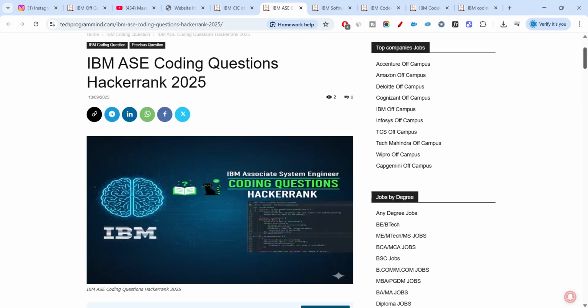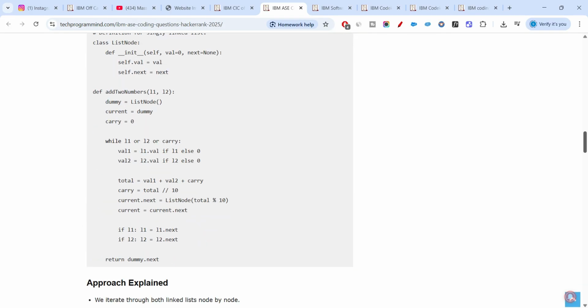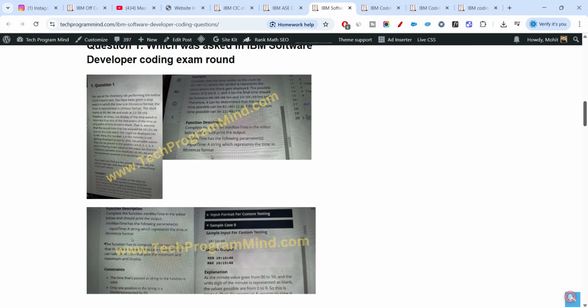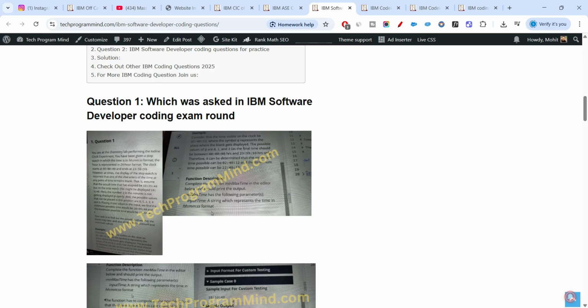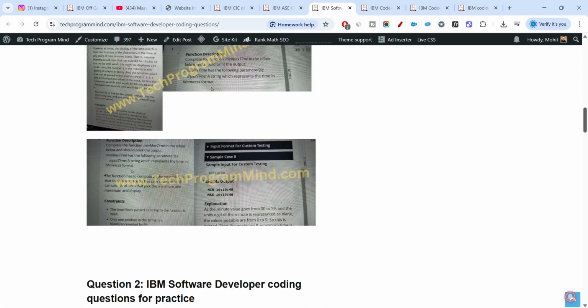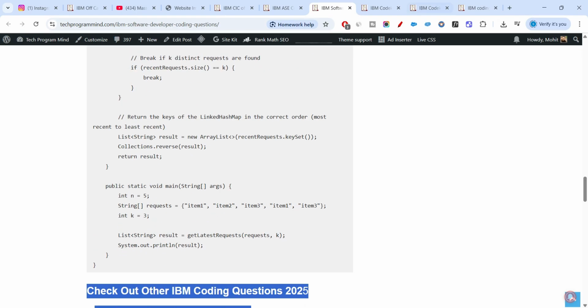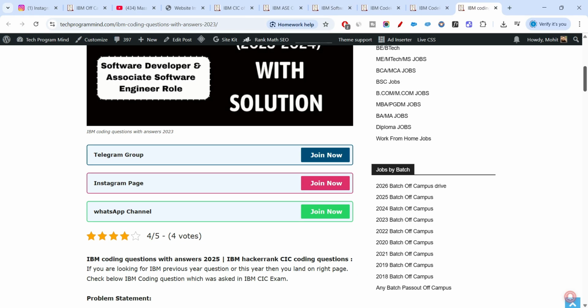This is the first link. This is the second link for the IBM ASE role coding questions. You can check out. And these are the previous year questions which were asked in the IBM exam. You can check out the screenshot of the questions and try to solve them. So these are the questions which were asked in the IBM exam. And I will attach all the questions link in the description. Try to solve these questions.